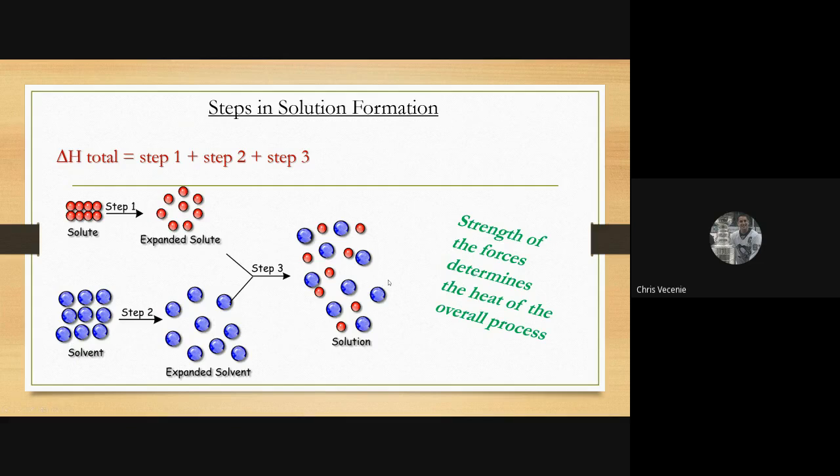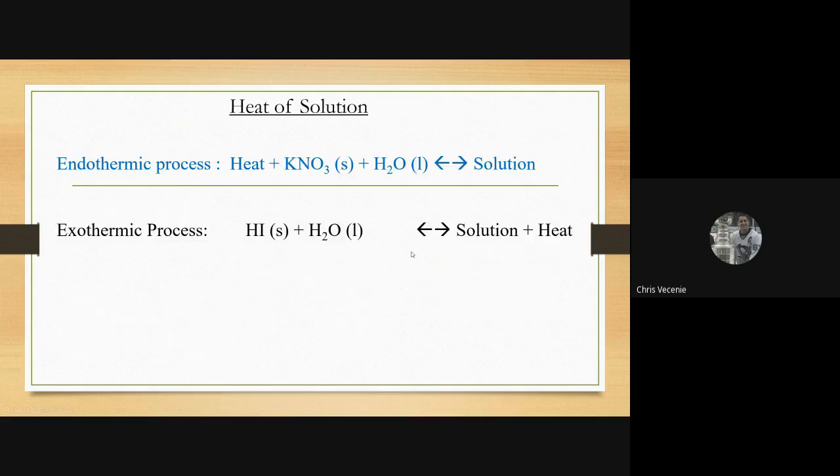Right? So every substance can have its own delta H of solution, its own enthalpy of solution. And we can write an equation for those. For the endothermic processes, we know we need heat for that to occur. So if I take a substance, KNO3, interacting with water to create a solution, which is when they're dissolved, if it's endothermic, we treat heat like it's a reactant. On the other hand, if that process ends up being exothermic, like HI interacting with water, it creates a solution, and there's heat given off, we write that as a product.